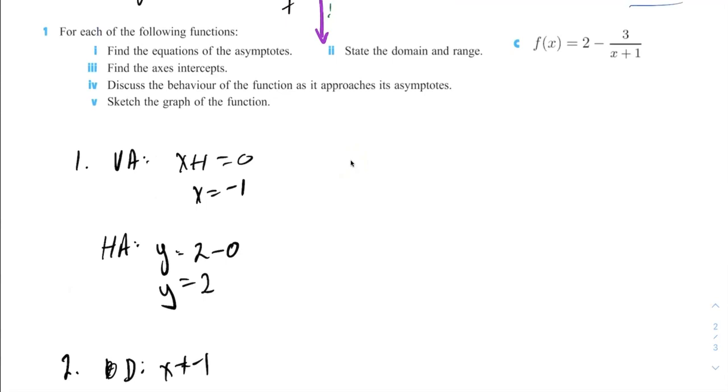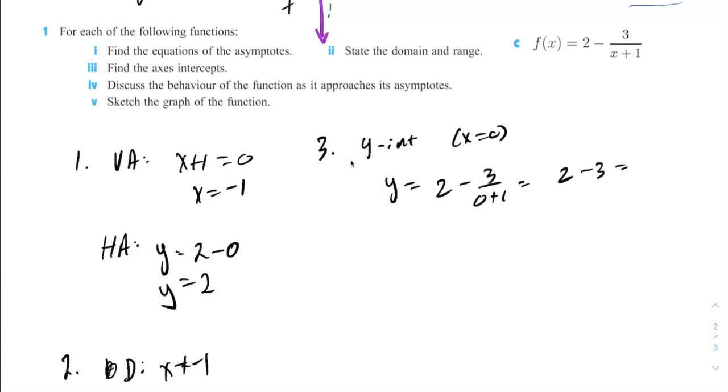So we're going to find the y-intercept. Set x equal to 0. So we're going to get y equals 2 minus 3 over 0 plus 1, which gets me 2 minus 3, which is negative 1. So the point (0, negative 1).